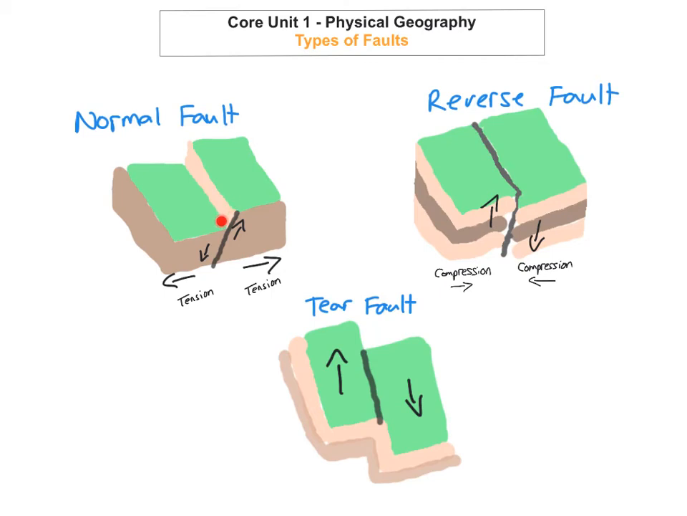So as you can see from these three, you see where the black line is here. They're the different faults that you get. Okay, so you've got the normal fault, the reverse fault, and you've got the tear fault.